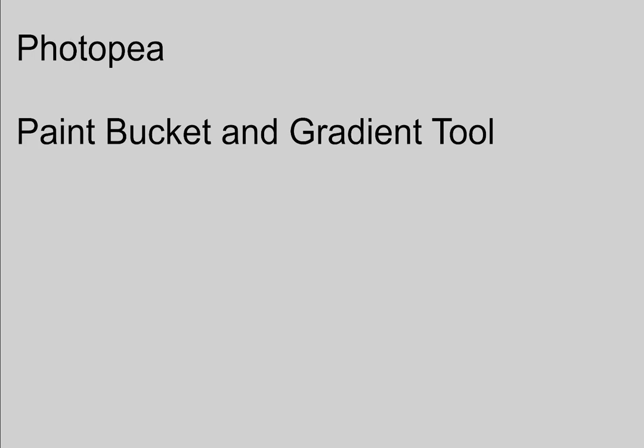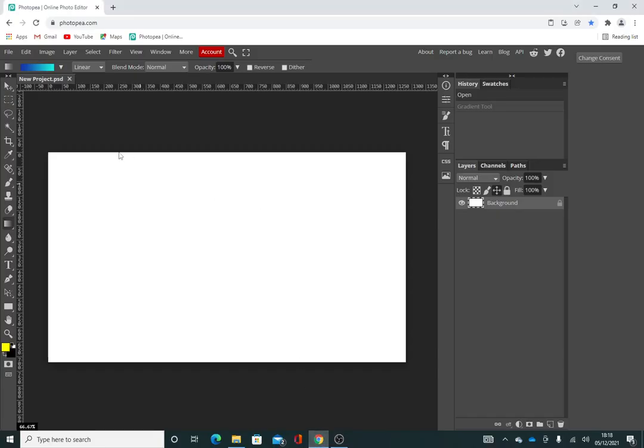In this video, I'm going to be showing you the paint bucket and the gradient tool in Photopea. So let's get into Photopea. Both of these tools are found here on the left-hand menu. If you right-click, you can see the paint bucket tool and the gradient tool.